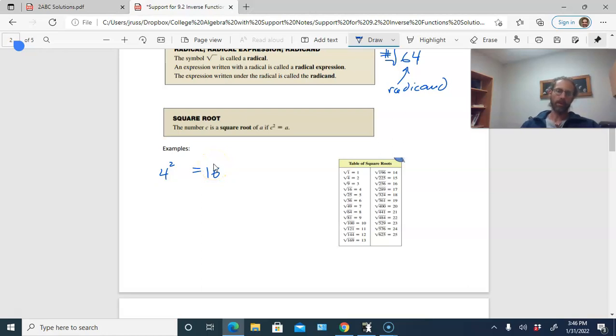Or the square root of 9 is 3. Because if I square 3, I get 9. And we could go on and on. The square root of 100 is 10. Because 10 to the second power is 100.